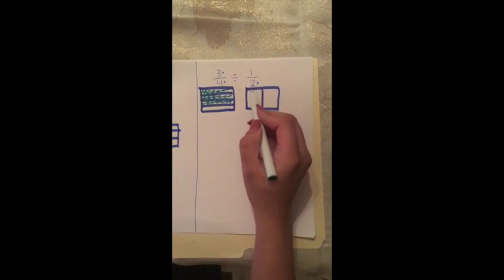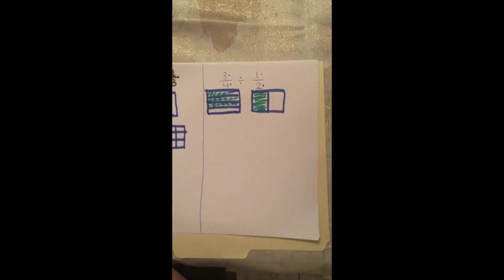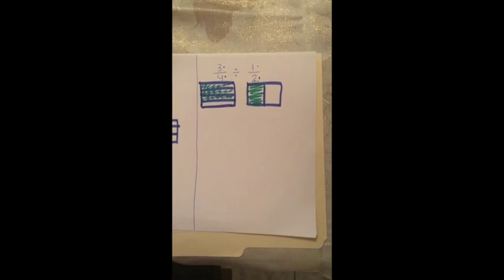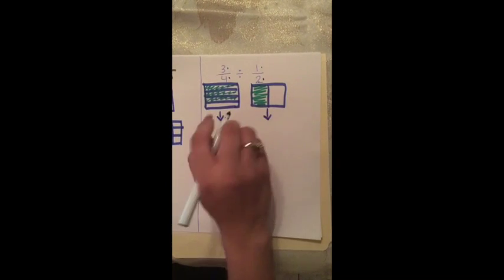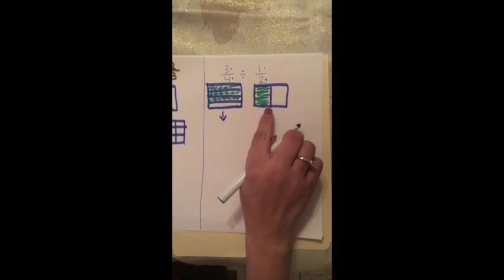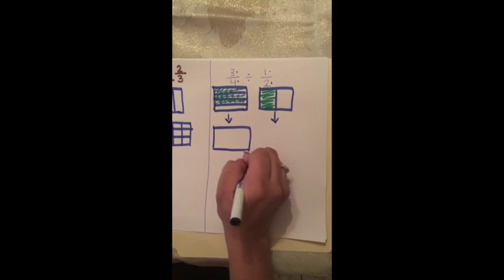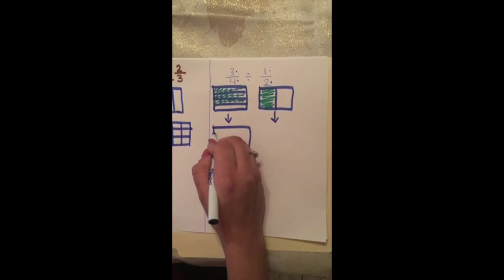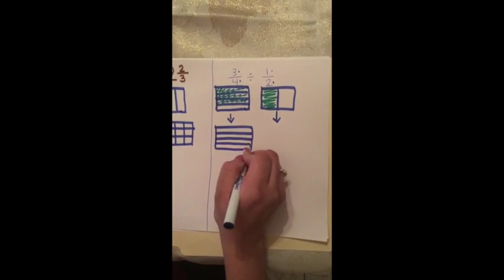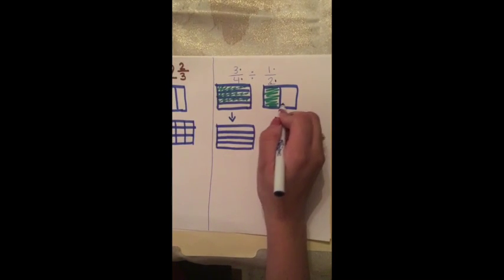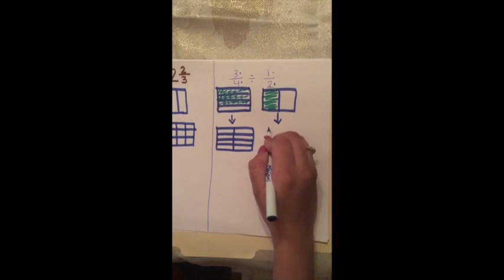So we're going to shade in 3 parts. And for this one, we're going to shade in 1. Now for our new squares, we're going to combine the columns and the rows together. And that's to find the common denominator. So we're going to draw 4 rows and 2 columns.